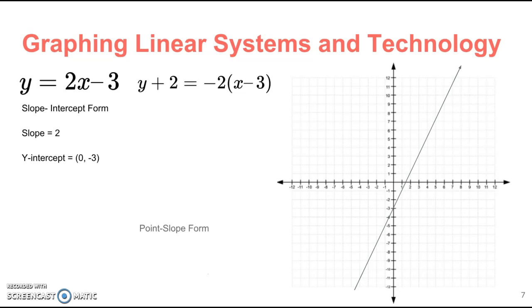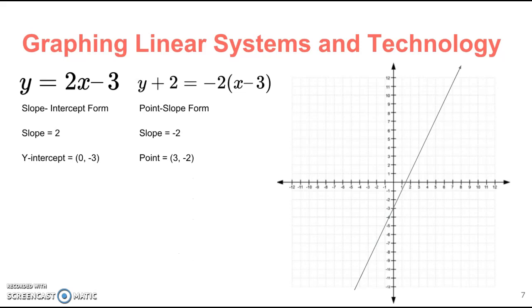The second line is in point-slope form. Again, you should recognize this form. I'm going to pull out the point and the slope of this equation. The slope happens to be negative 2. Now this would mean that I would move down 2 units and to the right 1 unit. The point is 3, negative 2.